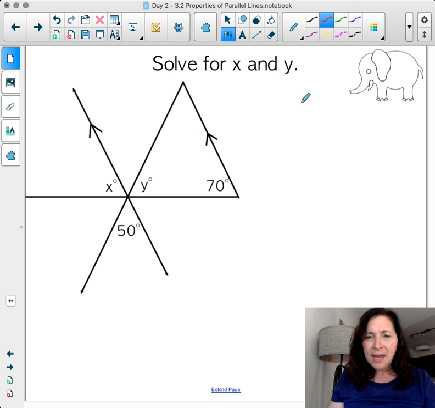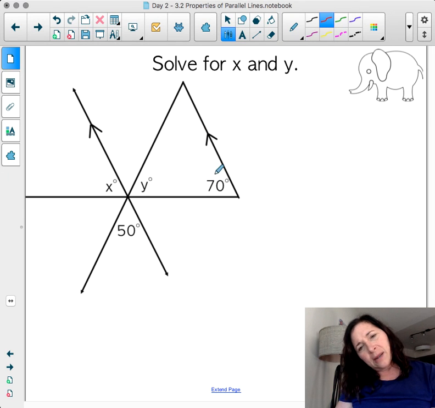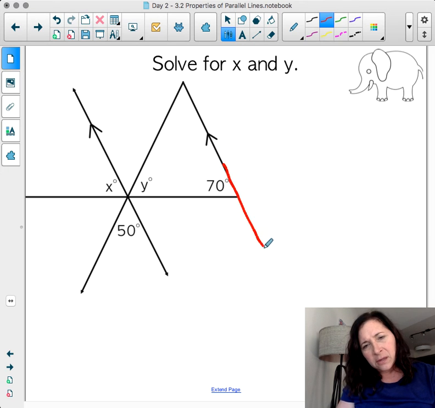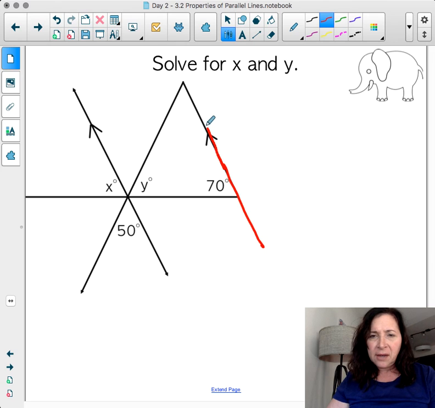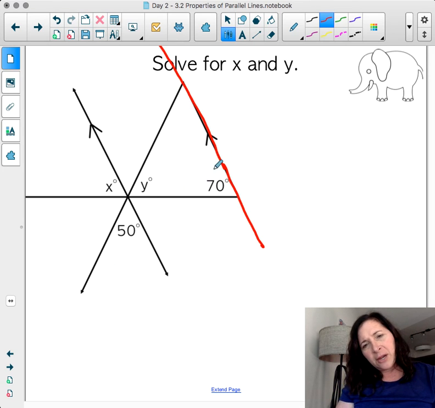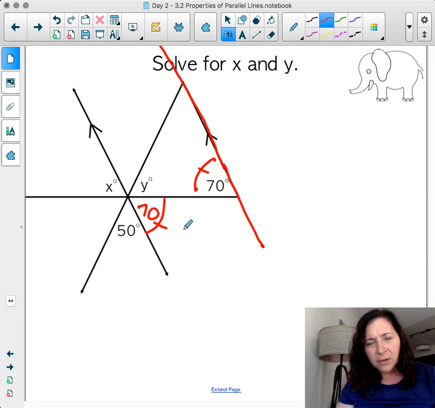Solve for x and y. So again, personally, I like to extend my lines. So I'm going to extend this line like this. And then I like to extend it up here like this. And I know that this angle and this angle right here are congruent because they're alternate interior angles.